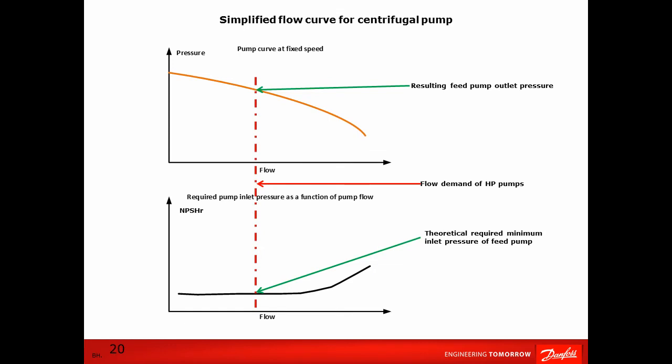In this slide, we take a look at the relation between the flow demand of the high-pressure pump, the feed pump outlet pressure, and the net positive suction head required. The vertical red dotted line represents the flow demand of the high-pressure pump. The point where the orange curve and the red dotted curve cross represents the outlet pressure of the centrifugal pump. The crossing between the black NPSHR curve and the red dotted line represents the required inlet pressure for the centrifugal pump.